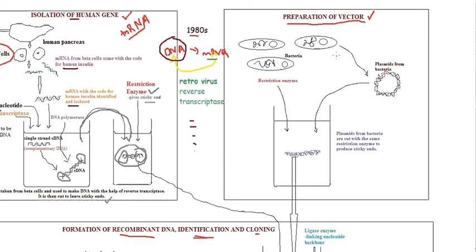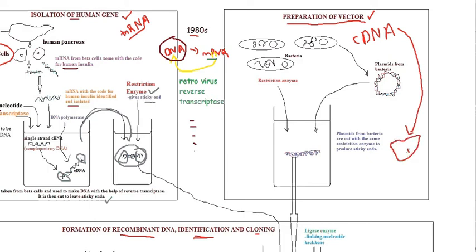It is very simple. First of all, the first thing we should know is what a vector is. This vector is sort of like a transporter or a postman. It takes your cDNA, complementary DNA, from where it was produced, and it enables us to move it to the bacteria, because eventually we want this to go to the bacteria, right?